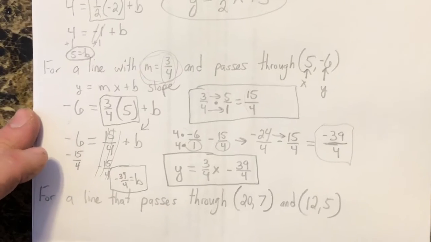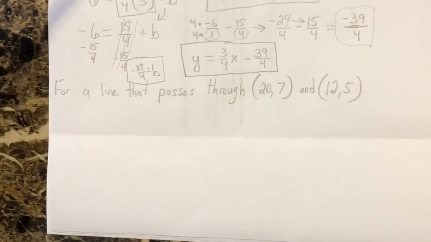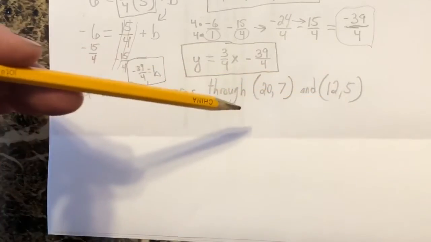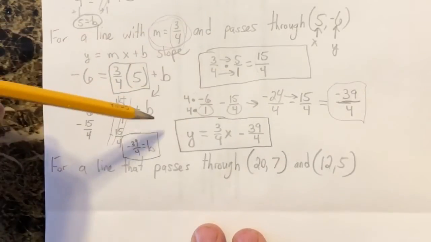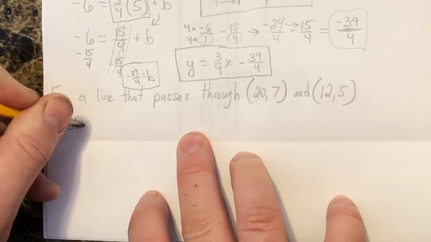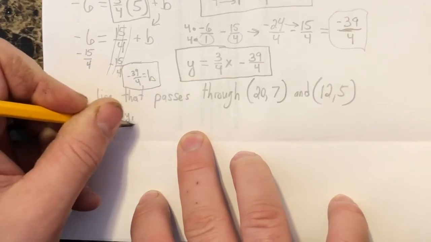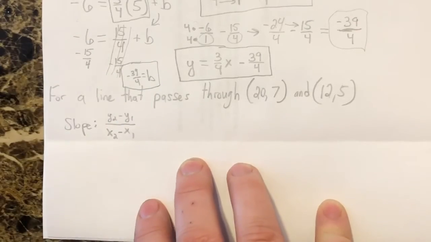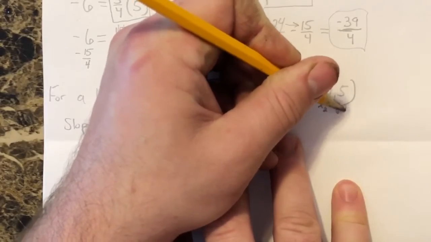So the last example is a little bit more difficult, but I wanted to show you how to do this with 2 points. This one says write an equation for a line that passes through these 2 points. The process is still going to be similar to what we did here, but the first thing we have to do is find the slope. When you're dealing with 2 points, you always subtract the 2 y values and then divide by the number you get when you subtract the 2 x values. So again, this is x1, y1, and this is x2, y2.